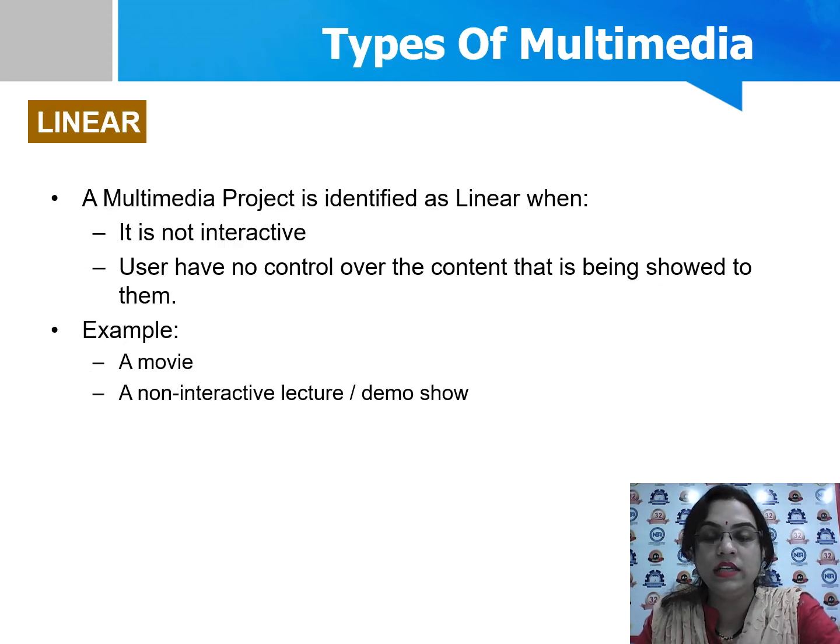Now let us see the types of multimedia. Basically there are two types of multimedia, linear multimedia and non-linear multimedia. A multimedia project is known as linear when it is not interactive and the user has no control over the content that is being shown to them. One of the best examples of linear multimedia is a movie.